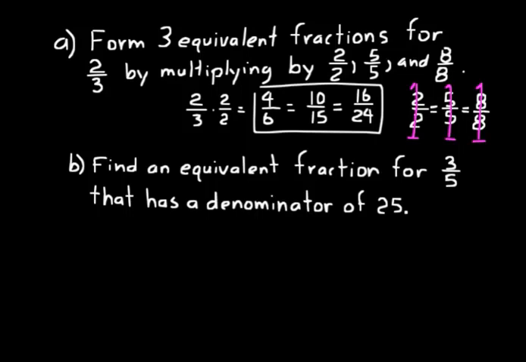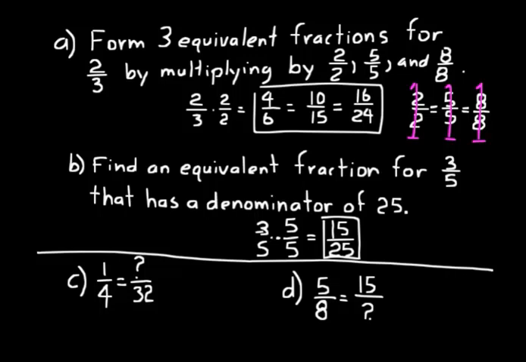Okay, so we know that in order to make an equivalent fraction for 3/5, we have to multiply the top and the bottom by the same value. And to get 25 in the denominator, that means we need to multiply the denominator by 5, since 5 times 5 is 25. That means the numerator has to be a 5 as well. And we get 15 over 25, 15 25ths. That is our equivalent fraction to 3/5.